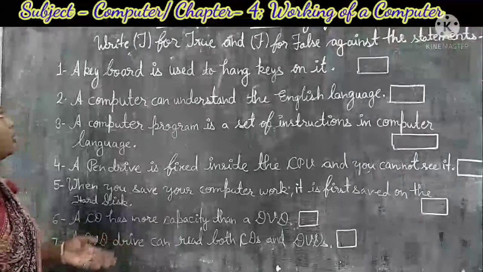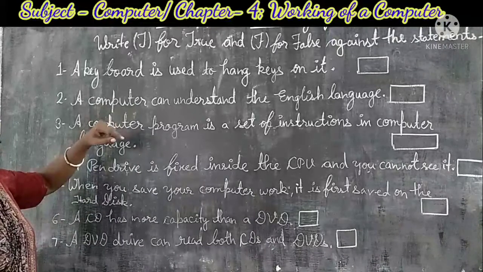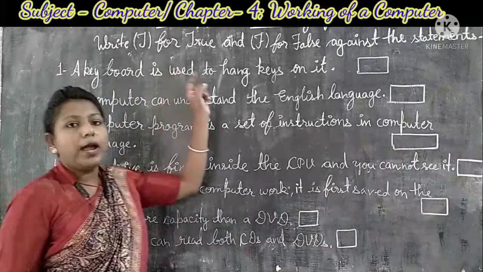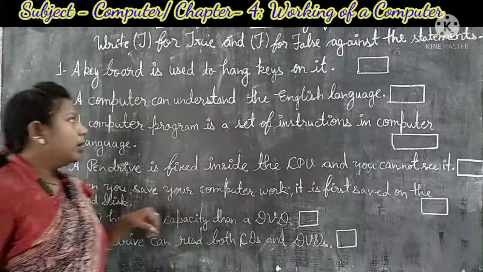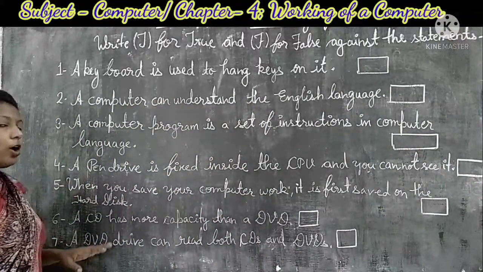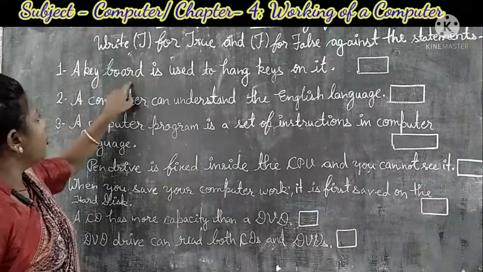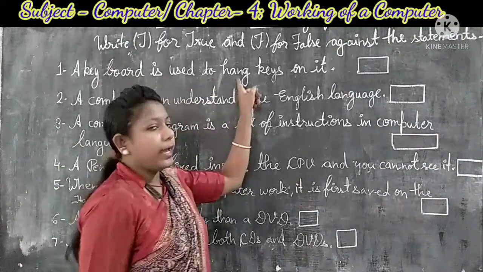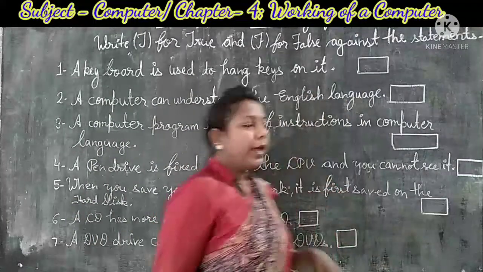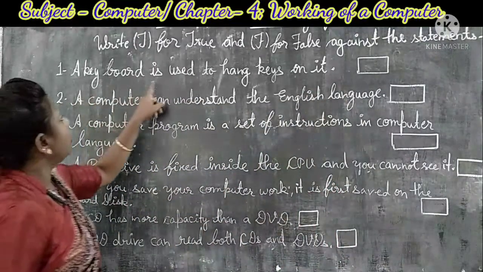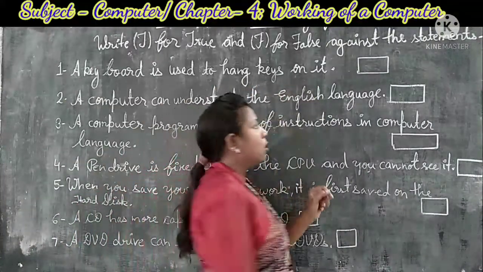Okay friends, now your third question is true or false. Write T for true and F for false against the statement. This is 7 lines of true and false. And your first line is, a keyboard is used to hang keys on it. It means a keyboard is used to hang keys on it. No, it's false.